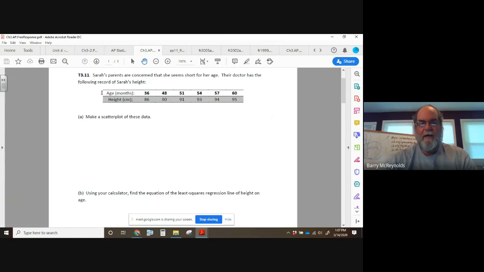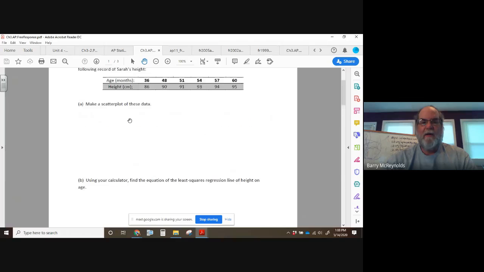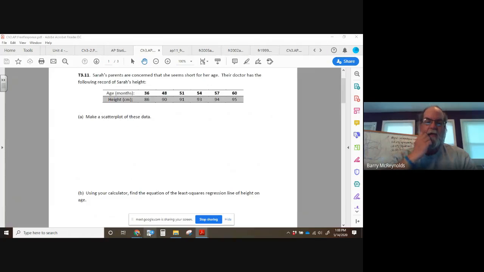And so the way to go about that is, does age explain height, or does height explain age? And I think that in this case, the explanatory variable is obviously age. So it'll go along the x-axis, and height goes along the y-axis as the response variable. So the scatter plot, I think, is pretty straightforward. Again, to find the equation using the calculator, we would have to put these in. And I tell you what, let me just go ahead and do that real quick. It won't take us long to get that done.